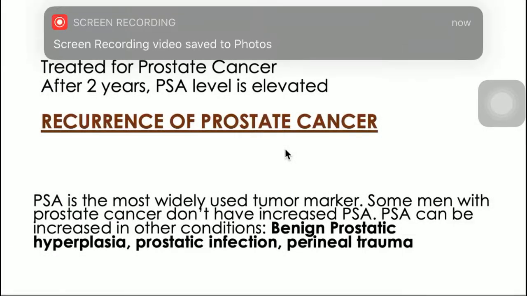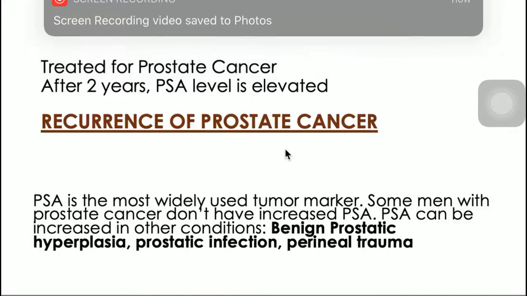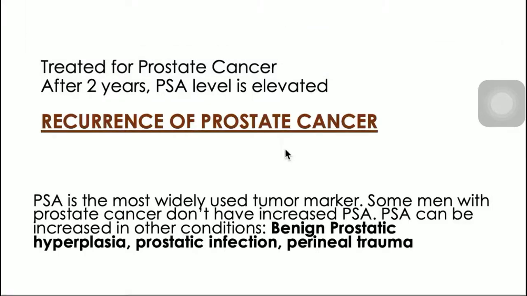But before I continue my discussion on bilirubin, there is an erratum, slide 185. So you can also check this one on your note. Again, part of the tumor markers. For treated prostate cancer, after 2 years, PSA level is elevated. A while ago, nakalagay po dyan is pancreatic cancer. So correction po, dapat recurrence of prostate cancer. Okay, and again, there are other conditions wherein elevated po ang PSA, such as in the case nga po of benign prostatic hyperplasia, prostatic infection, and perineal trauma.